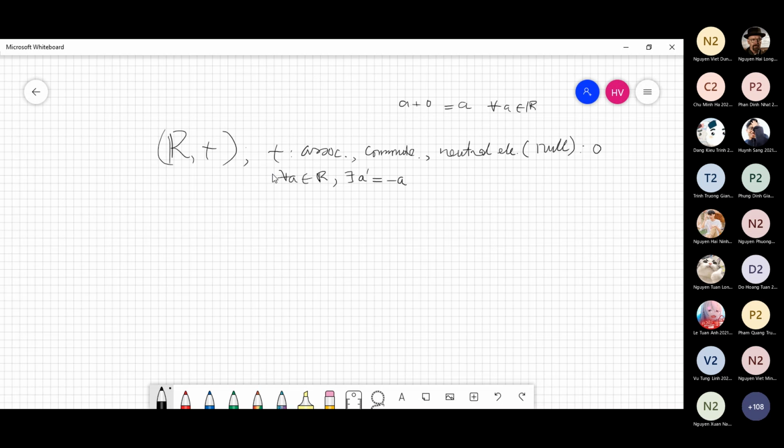So actually this is simply minus A. Minus A is of course also in R, and if you take A plus A prime, it is A minus A, which is 0. In this case you don't have to change the order because the addition here is already commutative, so you just have to write in one order. This is enough. Therefore you obtain that this is an abelian, or commutative, group.